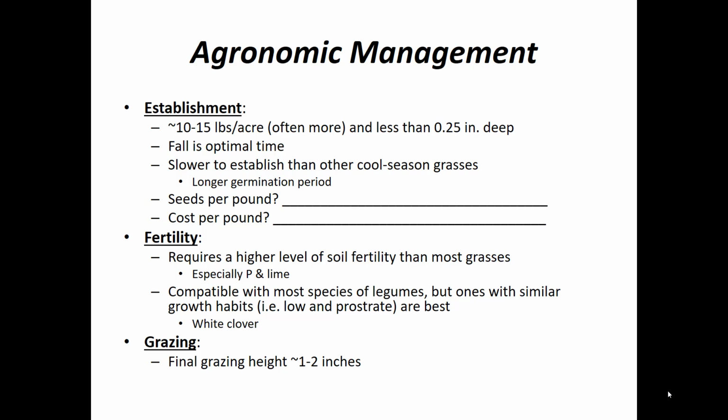The fertility, as we've said, is it requires a higher level of soil fertility than most grasses. It's compatible with most species of legumes, but especially the ones that are low growing, like white clover. When we graze it, we can afford to graze it down lower because, as we said, it's got more leaf area closer to the surface.